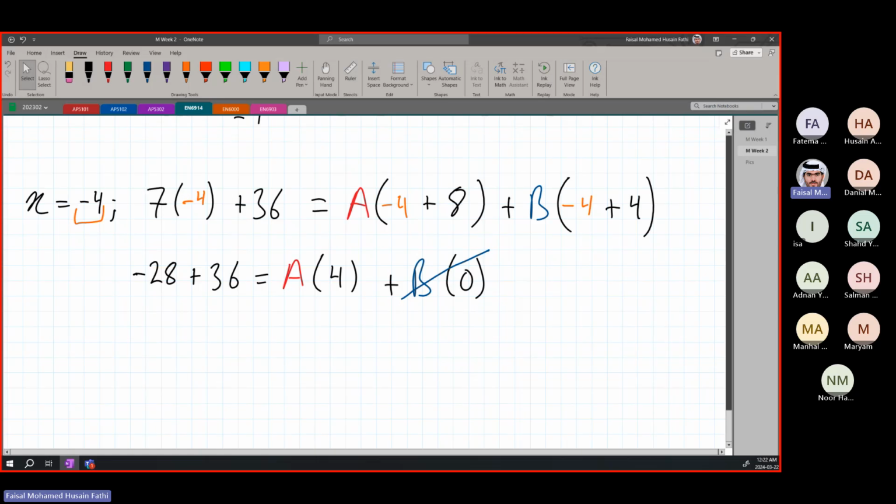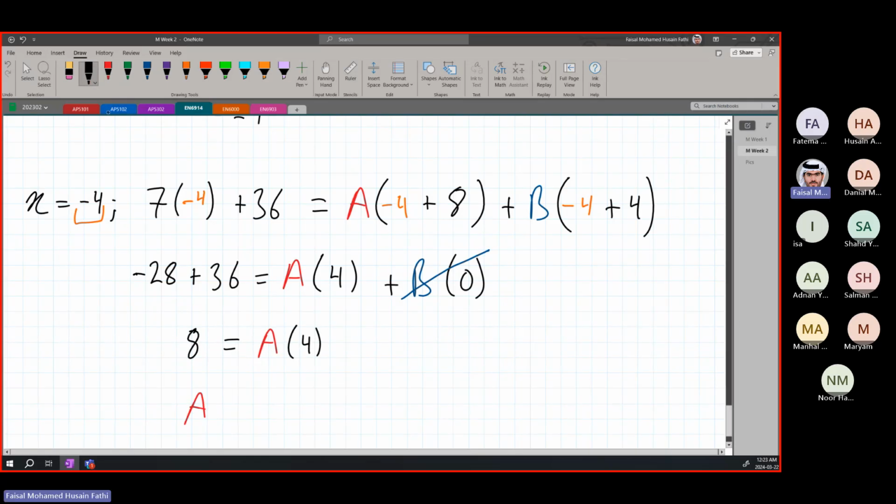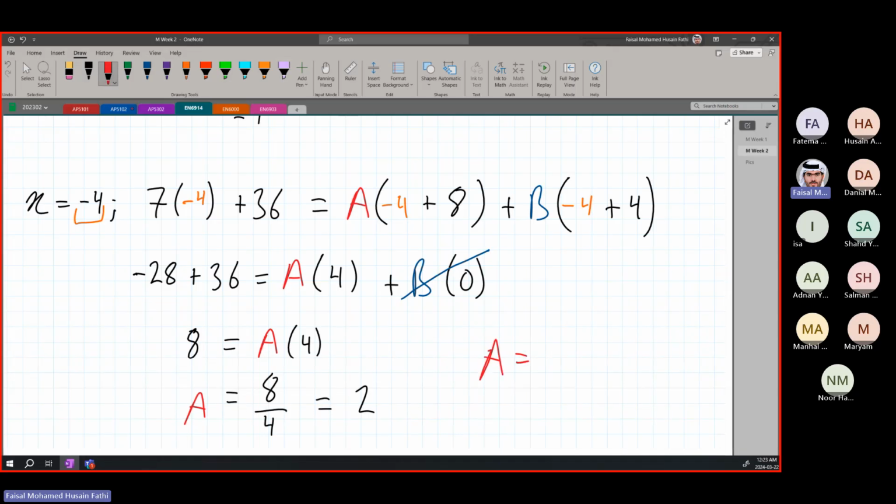So again, we're just going to do minus 28 plus 36 is equal to 8, is equal to a times 4. Divide both sides by 4. We're going to get a is equal to 8 over 4. So it's equal to 2. And that is our a value. So a is equal to 2.